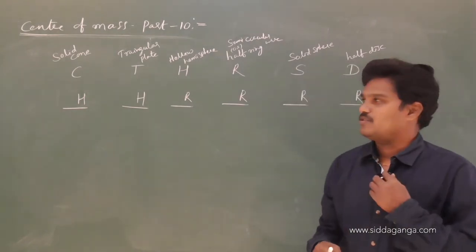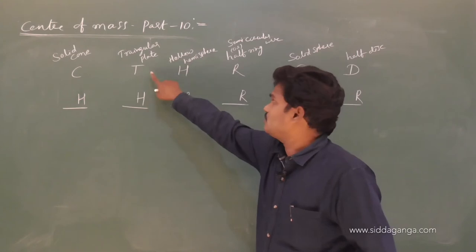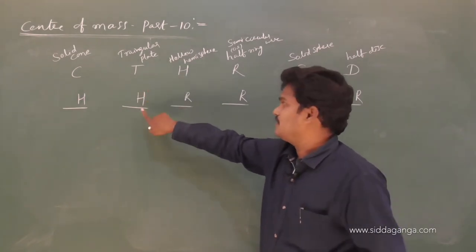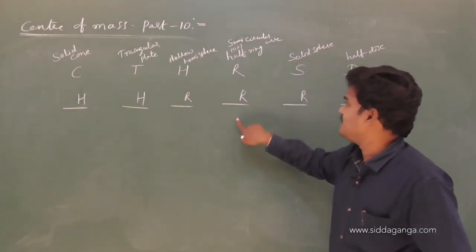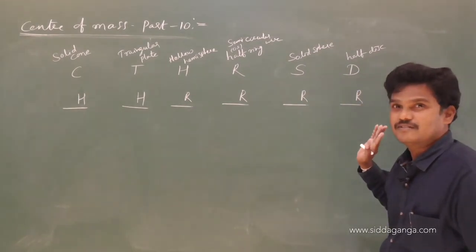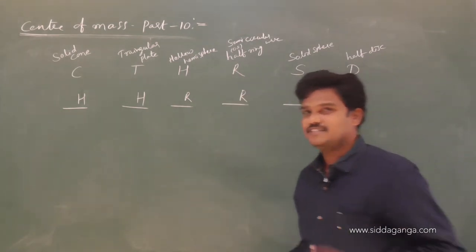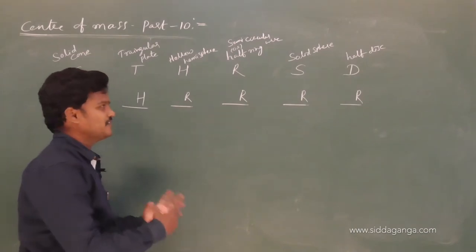So solid cone and triangular plate, this is also possible for hollow cone also. Triangular plate or hollow cone, height is there. Hollow hemisphere R, half ring R, solid sphere R, disc R. Now the code language is C T H R S D. And see how I am going to write the numbers. Don't ask why you write it like this, sir. Just the way you remember it.